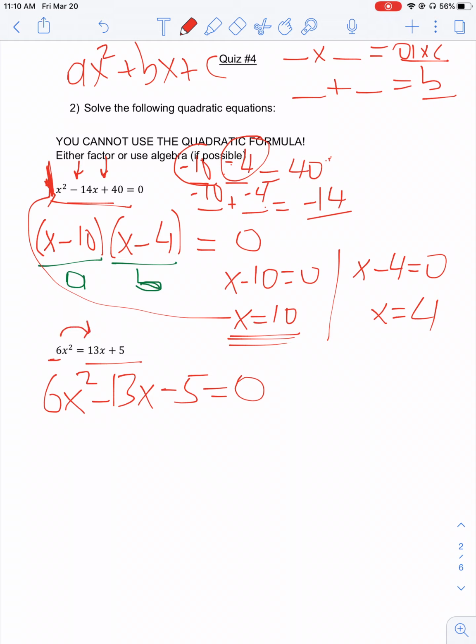Okay, now guys, because my coefficient is no longer 1, I cannot use a shortcut here, okay? But I will use the same product-sum technique. So I'm looking for two numbers that multiply to A times C. So 6 times negative 5 gives me negative 30. And they have to add up to my B coefficient, which is equal to negative 13, okay?